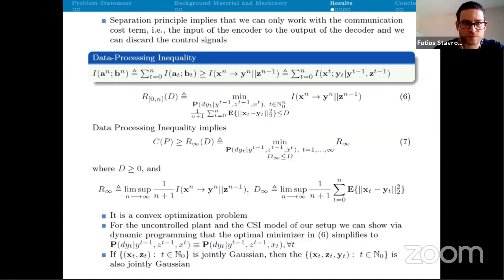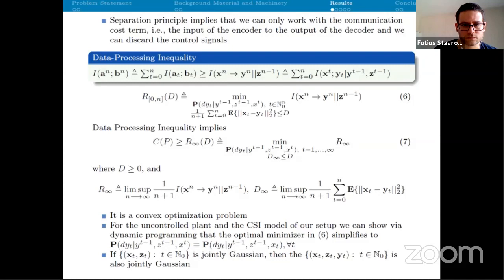This sequential rate distortion function is obtained in finite time horizon, but a simple adaptation of the data processing inequality implies that the channel capacity is always greater or equal to the steady-state value of the sequential rate distortion function in equation 6. Now, 6 has some nice properties. In particular, it's a convex optimization problem. And for the uncontrolled plant and the causal side information model of our setup, it can be shown that the optimal minimizer simplifies to one that only depends on the current input to the encoder.